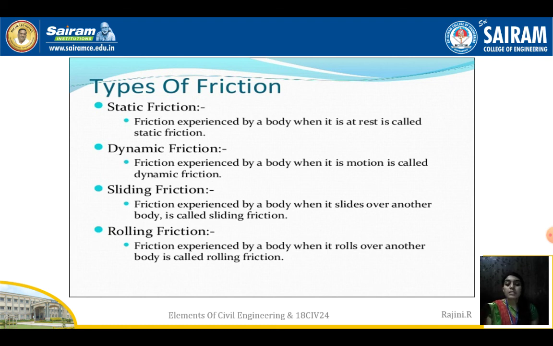Next one, sliding friction. Friction experienced by a body when it slides over another body. For example, if two bodies are moving at a time, in that case sliding friction will occur. Next, rolling friction. Friction experienced by a body when it rolls over another body. When a body is rolling over another body, another type of frictional force will develop. That is called rolling friction, right?